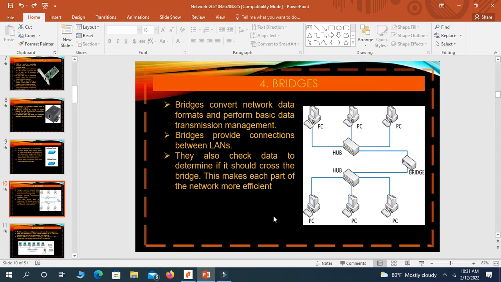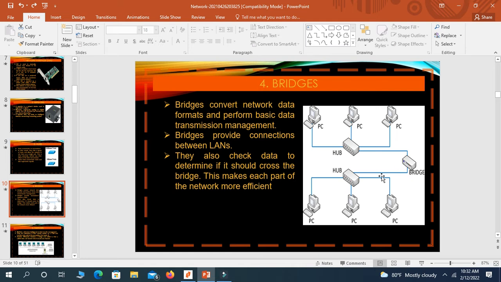Bridges provide connections between LANs. They also check data to determine if it should cross the bridge. This makes each part of the network more efficient. So every time, they are checking the data, whether it should cross or not. This is one of the purposes of a bridge. It keeps on checking the data, whether the data should cross through the bridge or not.